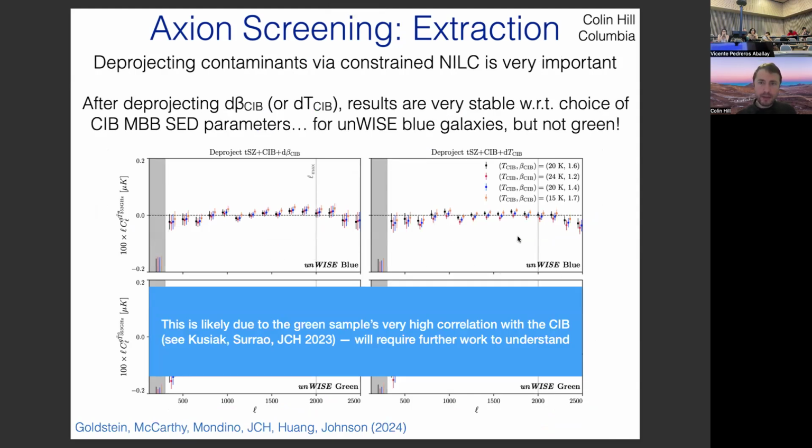So the top panels here are in the case of the unWISE blue galaxies for different ways of cleaning out the foregrounds. And you can see that the results are generally very stable and consistent with zero. In the case of the unWISE green galaxies, we actually were not able to obtain a sufficiently stable result. We think that this is because there's significant cosmic infrared background emission that comes from these unWISE green galaxies, and cleaning out this CIB contamination was too hard for us to get a stable result. So we discarded the green galaxies in the axion case. But in the blue galaxies, we have a nice robust result that's consistent with zero.